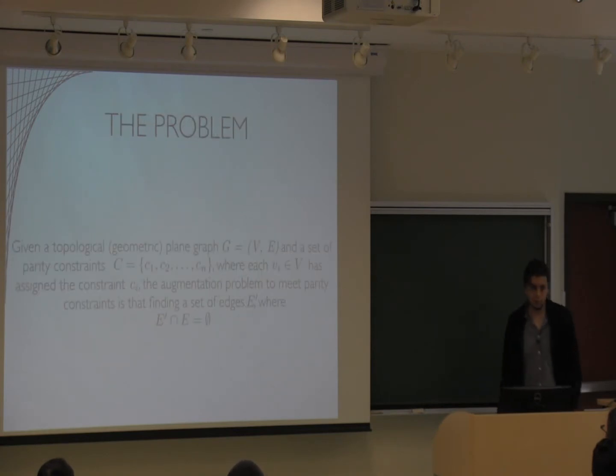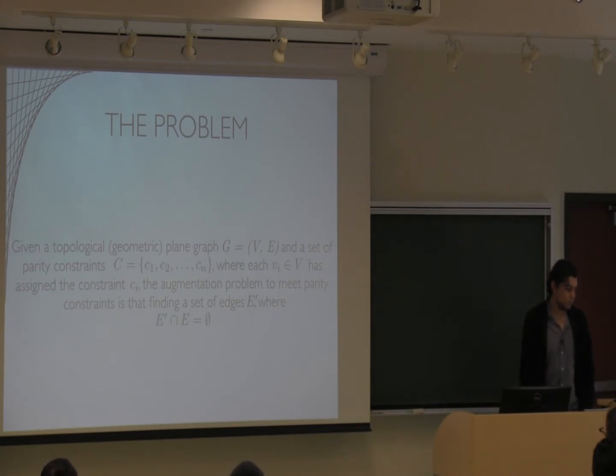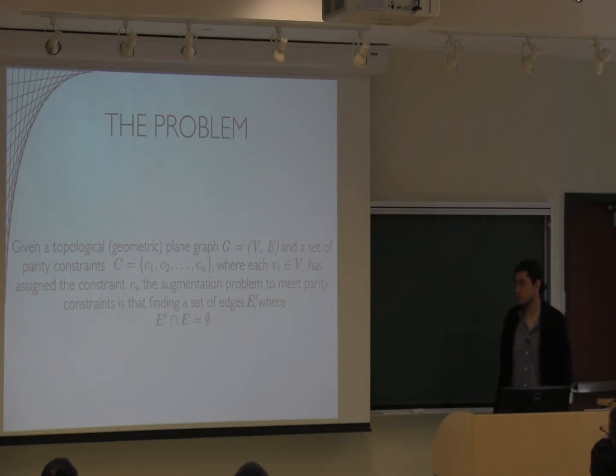We introduce this problem. Given a topological or geometric plane graph G and a set B with parity constraints C, where each b_i in B has assigned the constraint c_i, augment the graph to meet the parity constraints, that is, find a set of edges E' where the intersection of E' and E is empty.